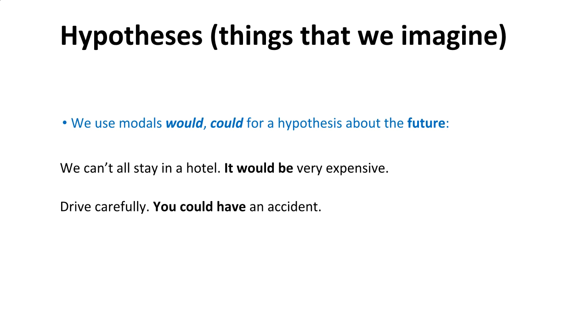Second example, drive carefully, you could have an accident. So let's say you're driving with someone, and so somebody is driving you somewhere. You're sitting next to him, he's driving very fast. And you tell him, if you don't drive carefully, we could have an accident. So this is a thing that you imagine in future.